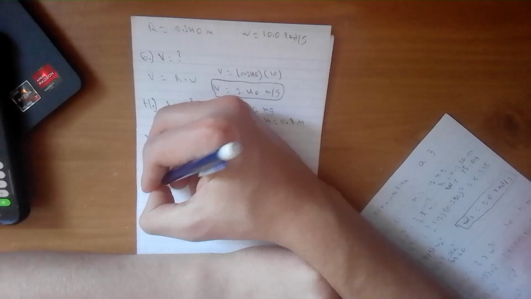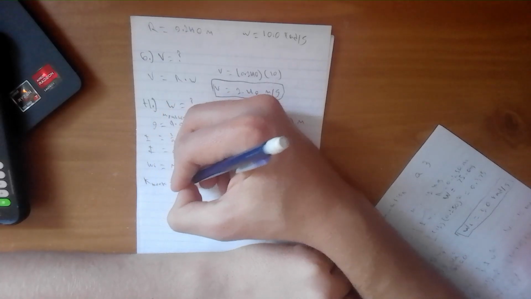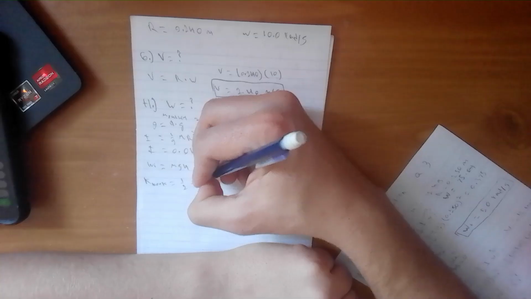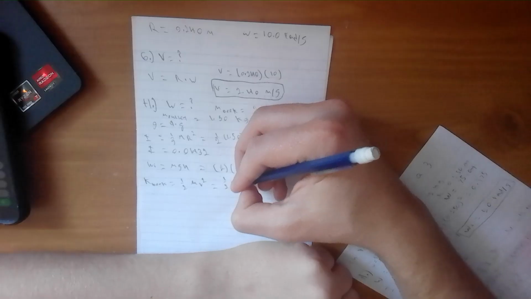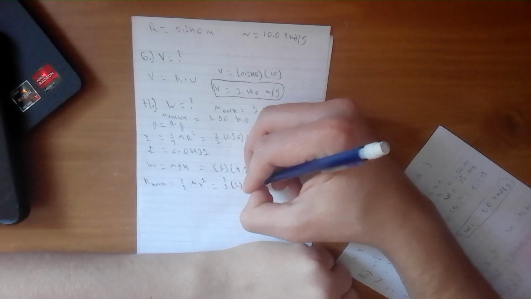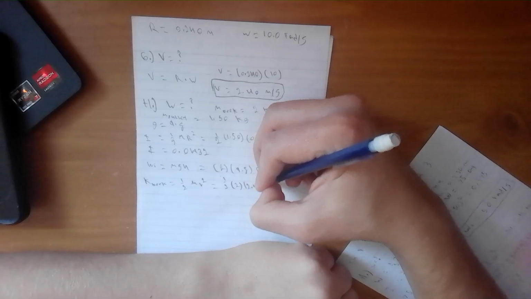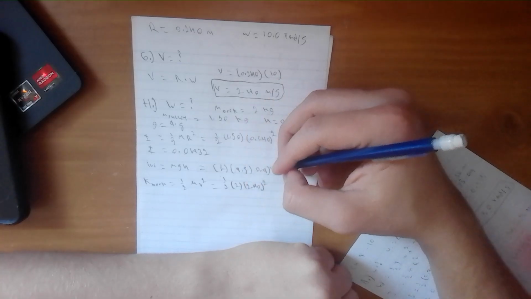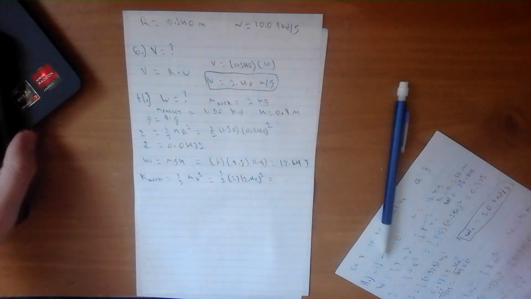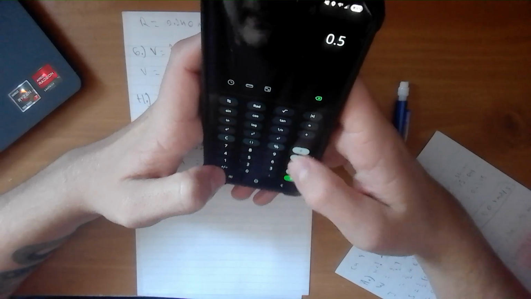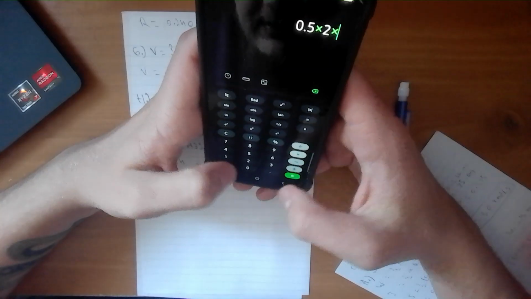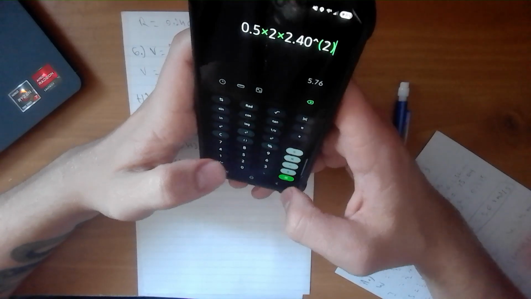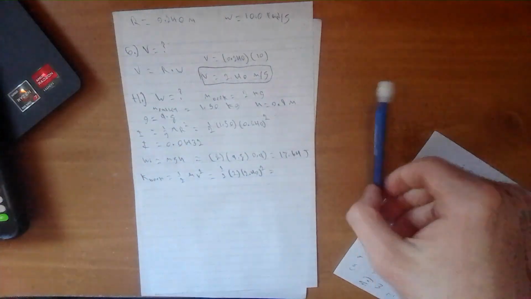Kinetic energy of the book would equal 1/2 times mass times velocity squared. We have all that. So we got 1/2 times mass 2 times velocity, which is 2.40, squared. This is also going to be in joules. So 0.5 times 2 times 2.40 squared gives us 5.76 joules.